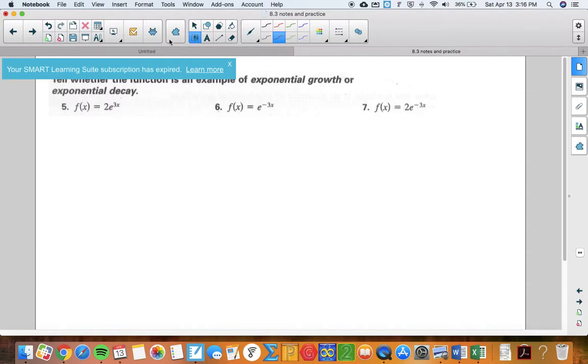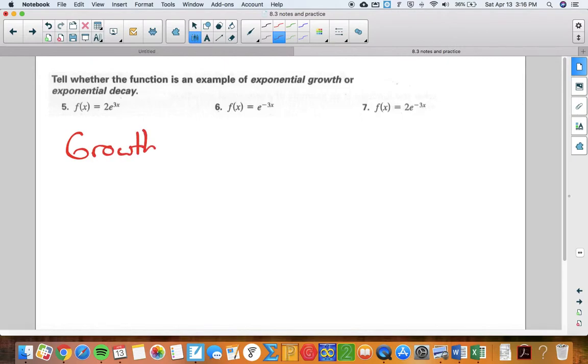Tell whether the function is an example of growth or decay. So here we'll have growth because our exponent is positive. Here we're going to have decay and decay.